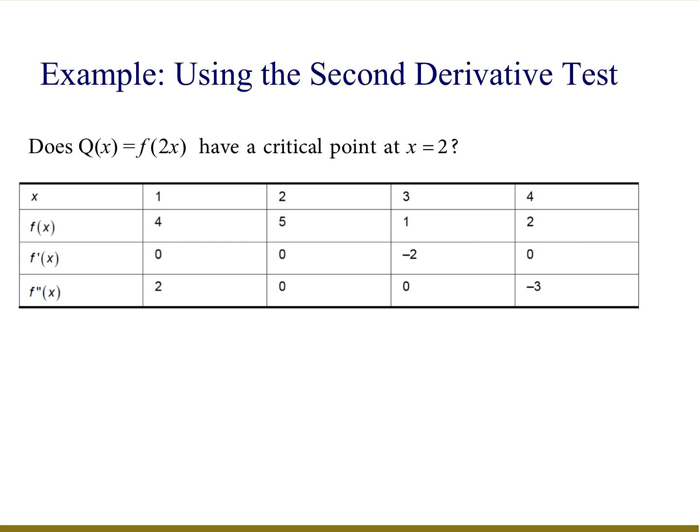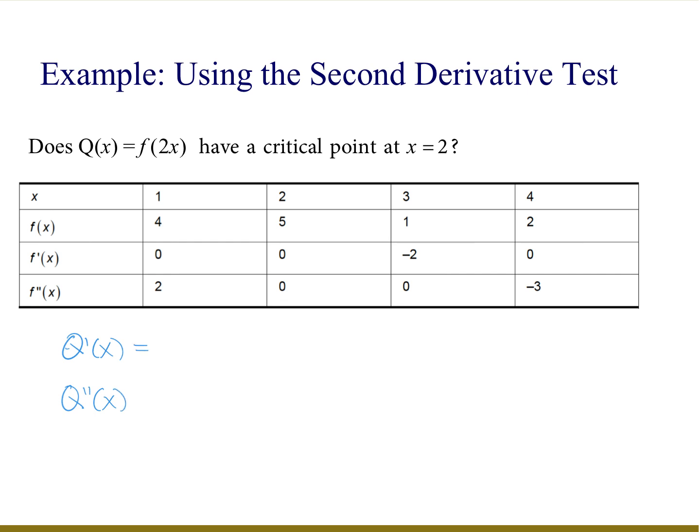Does q of x, which is equal to f of 2x, have a critical point at x is 2? It's another way of saying, does it have an extreme value at x is 2? So first, we have to check if it has a horizontal tangent at x is 2. So we're going to be checking what is q prime. And then once we've established that, we'll be checking what is q double prime.